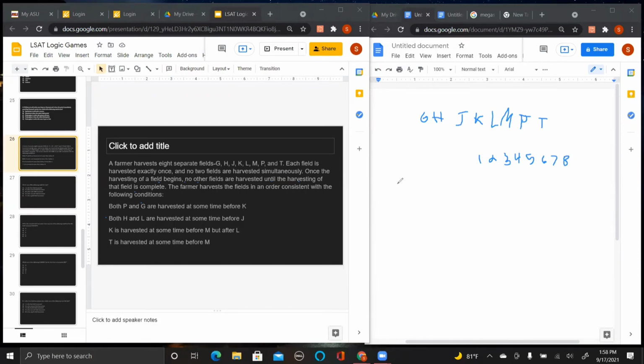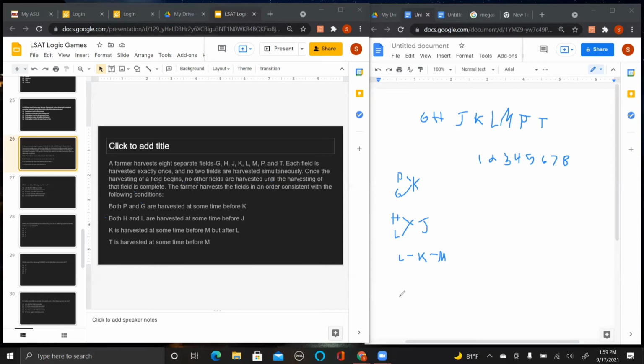Both P and G are harvested sometime before K. All right, so P and G are before K. H and L are before J. So H and L are before J. K is sometime before M, but after L. L, K, M. Now, this is something you gotta be careful for. If they're doing 3 variables, it'll say before M, right? But after L. So just be careful that you're not putting both on one side like we just did. You gotta differentiate. And T is at some time before M.